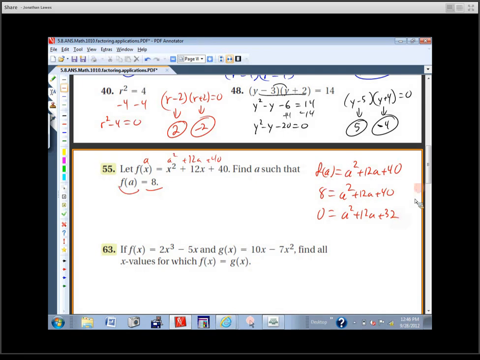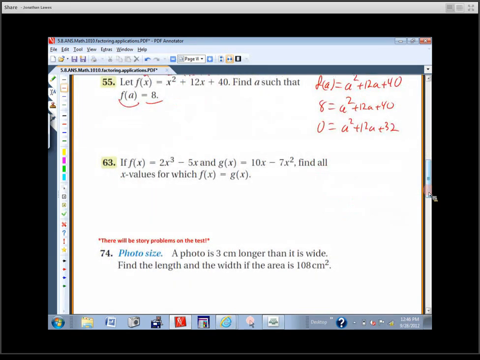Okay, take a look at the next one. I'm hoping this is easy. Tyler, say that again. Set them equal to each other. F of x is this, g of x is this, and it says find x so that f of x equals g of x. So we take 2x cubed minus 5x, set it equal to 10x minus 7x squared.